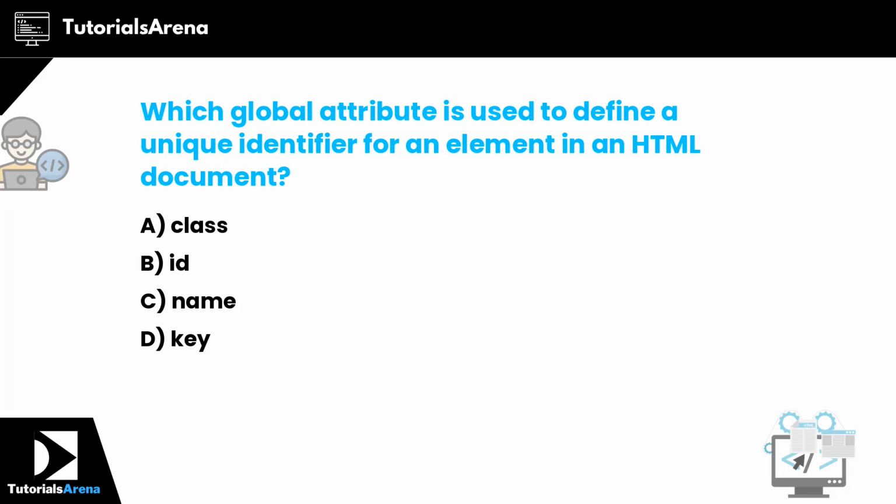Which global attribute is used to define a unique identifier for an element in an HTML document? The correct answer is option B, ID.